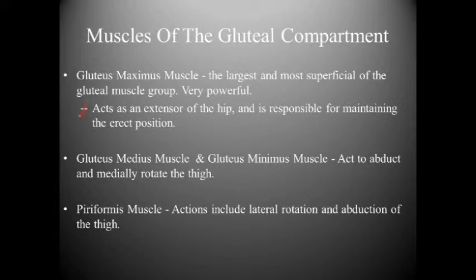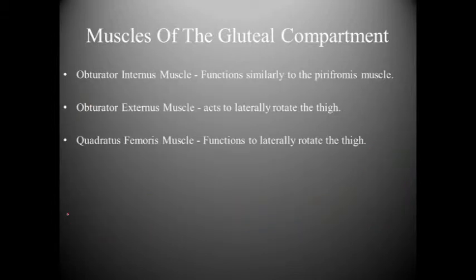So simply know this. The gluteus medius muscle and the gluteus minimus muscle act to abduct and medially rotate the thigh. So once again, know the function. The piriformis muscle, actions include lateral rotation and abduction of the thigh. The obturator internus muscle, which functions similar to the piriformis muscle.